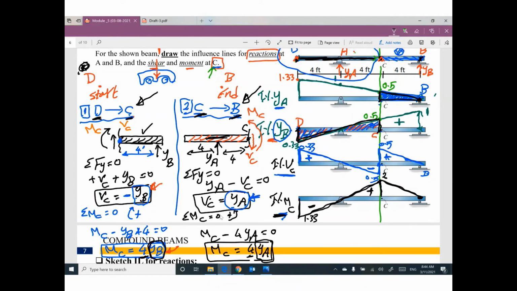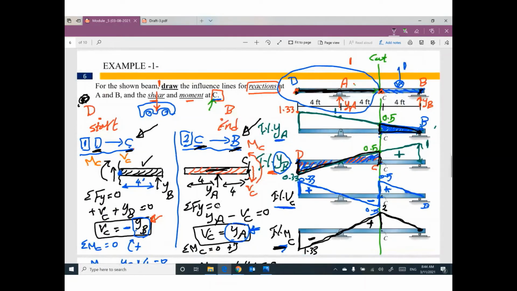So guys, for any problem in influence line, we have two parts. Influence line for reaction, you can do it without calculation. Influence line for shear and the moment at any specific point, you need to do calculations first. Based on your calculations, I will construct this diagram for shear and this diagram for moment.